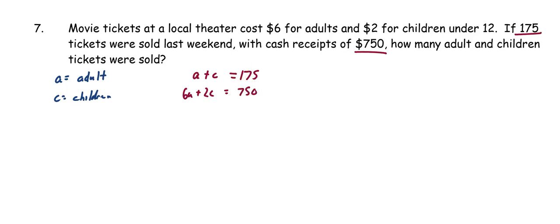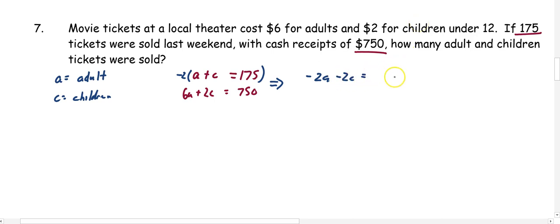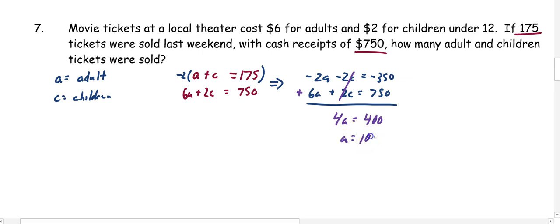So now to eliminate one of my variables, I'm going to decide to eliminate C. So notice that C has a 2 in front of it right now. So to cancel out with 2, we would need a negative 2. So I'm going to multiply the first equation by negative 2. Negative 2A minus 2C equals negative 350. 6A plus 2C equals 750. So when I add straight down, the C's cancel out and I'm left with 4A equals 400. Divide and A is 100.